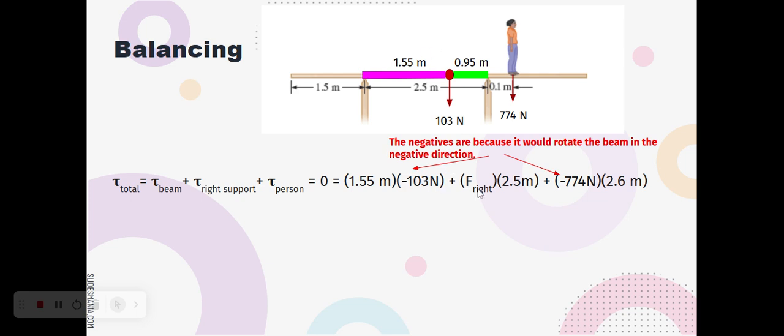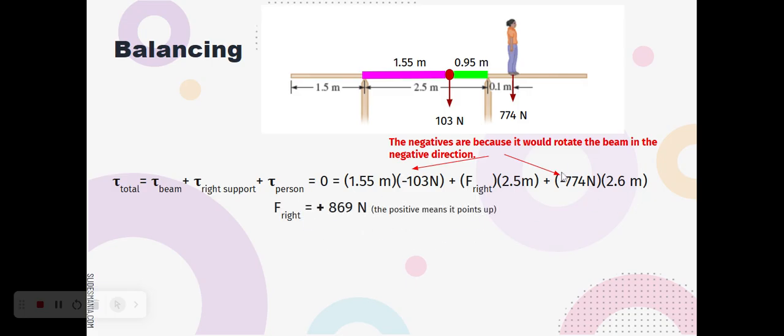If this is what we called the pivot, this is the distance that that force is being acted on away from the pivot. So with this right hand support, it has to be the whole 2.5 meters, because it's how far away it is from the other support. And then the person, it's 2.6 meters, because it's how far away they are from what we called the pivot.